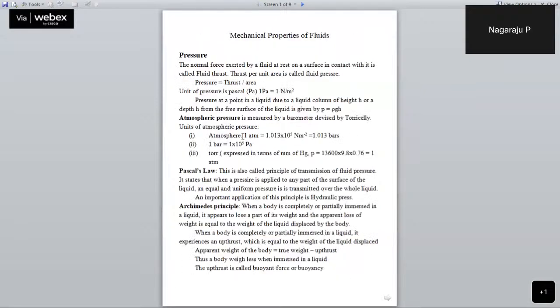So now coming to Pascal's law. This is, in other words, called the principle of transmission of fluid pressure. It states that when pressure is applied to any part of the surface of the liquid, an equal and uniform pressure is transmitted over the whole liquid. So, what do you understand from this? It is only the transmission of pressure. So, an equal and uniform pressure is transmitted over the whole liquid.